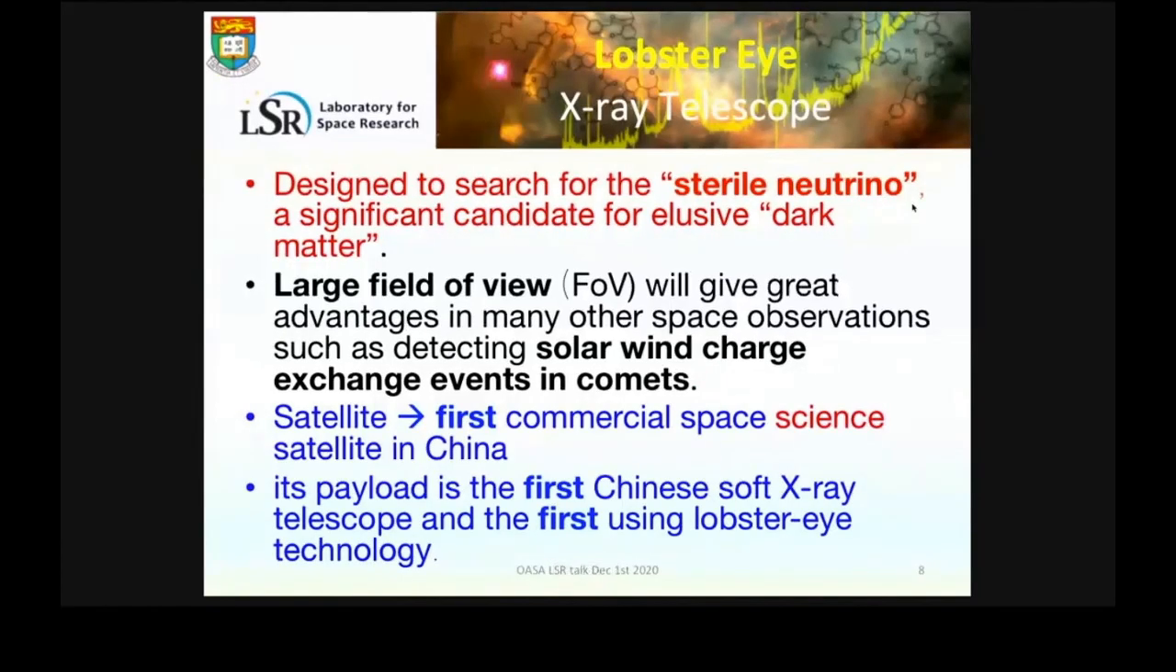The satellite that we're associated with is a 73 kilogram satellite. So it's not a CubeSat, it's a serious satellite, 73 kilograms. It was launched on July the 25th, with a very large field of view, and it's designed to look for something called a sterile neutrino, which has an X-ray signature in a low energy range. This is part of a mission called the Dark Matter Explorer, which is another name for this satellite, and it uses a novel X-ray focusing technology based on the way a lobster eye works. It's the first commercial space science satellite in China, the first payload for soft X-rays, and the first one to use lobster eye technology.